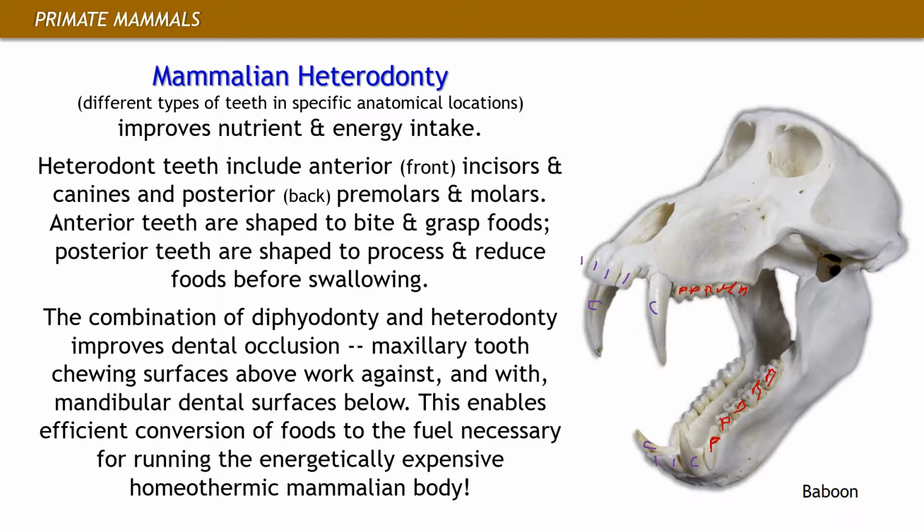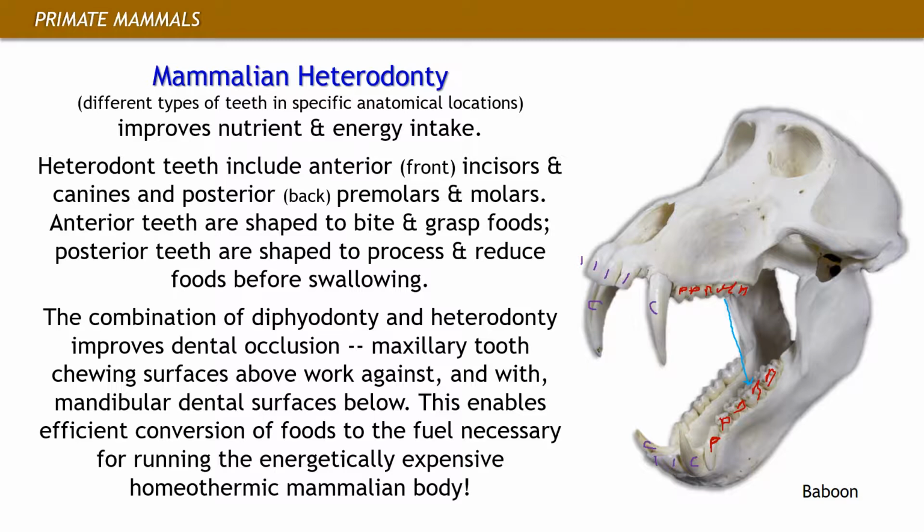So the combination of diphyodonty and heterodonty improves dental occlusion. So what is that? Well, here what we're talking about is the tooth surfaces. So the surface of these molars here come down with the surfaces of the molars down here. So these are the upper or maxillary molars, and these are the mandibular or lower molars.